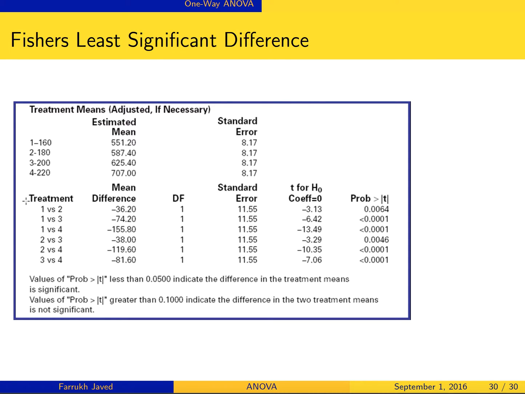I wanted to compare them in pairs: 1 versus 2, 1 versus 3, 1 versus 4, 2 versus 3, 2 versus 4, and 3 versus 4. And these are the p-values over here. It says that all of them are actually less than alpha. Since the p-value is less than alpha in all of these cases, it means all of these means are different from one another. 1 is different from 2, 1 is different from 3, 1 is different from 4, 2 is also different from 3, 2 is also different from 4, and 3 is also different from 4, significantly different at 95% level of significance.